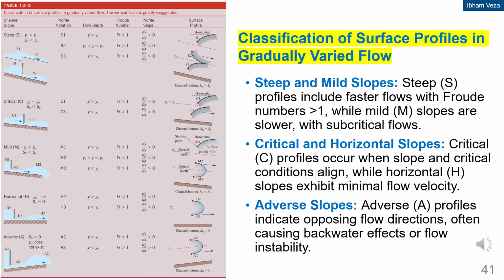Classification of surface profiles in gradually varied flow. Surface profiles are classified based on the bed slope and the relationship between actual, normal, and critical depths. On steep slopes, the flow usually has a Froude number greater than 1 and is supercritical. On mild slopes, the flow tends to be subcritical, with smoother depth variations. Critical profiles appear when the slope and energy conditions are exactly at the transition boundary. This classification simplifies the analysis of water surface shapes under various field conditions.